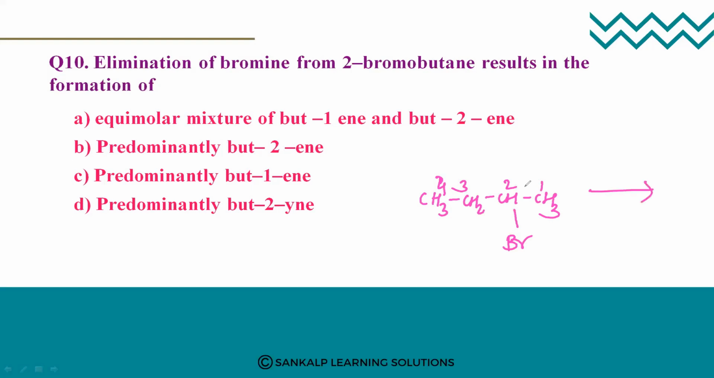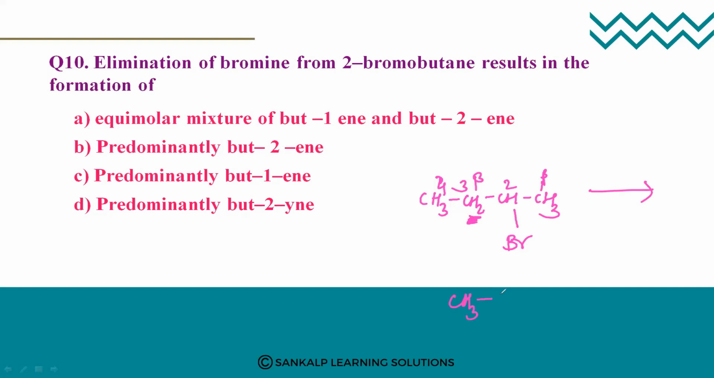This is the alpha carbon, and these are the beta carbons. What will happen according to the Saytzeff rule? The elimination will take place from the carbon having a lesser number of hydrogen atoms. So it will prefer this one. So what will be the product obtained?